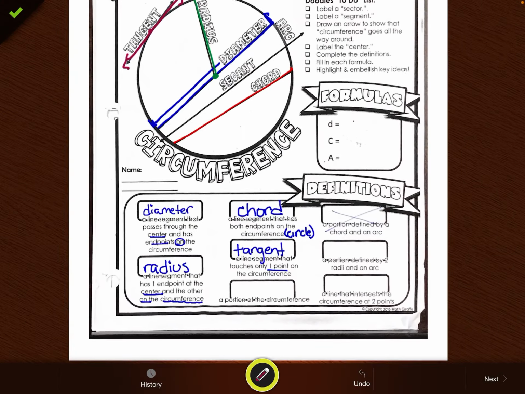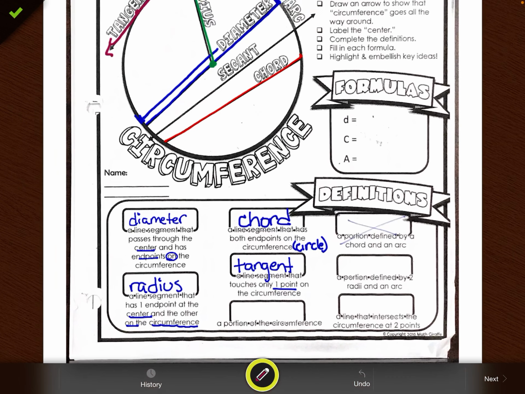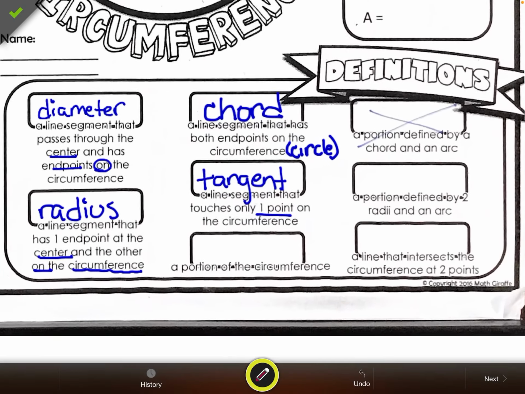And that would be a tangent. Okay, and it does say a line segment. It also can be a line. If you notice, they had arrows on that, so it doesn't really matter.